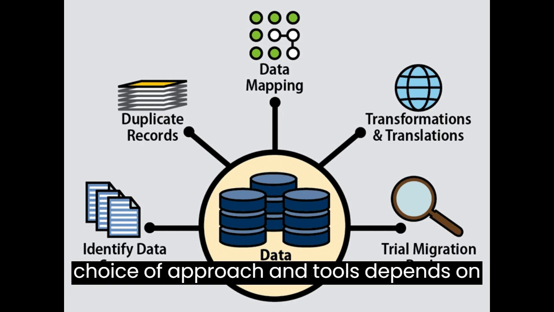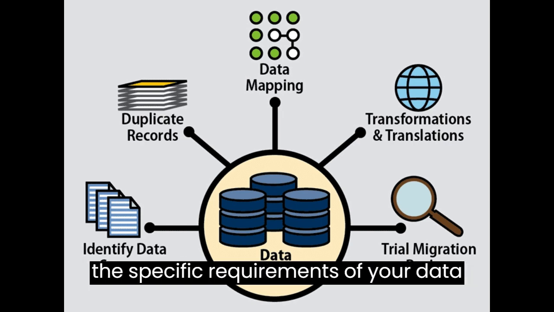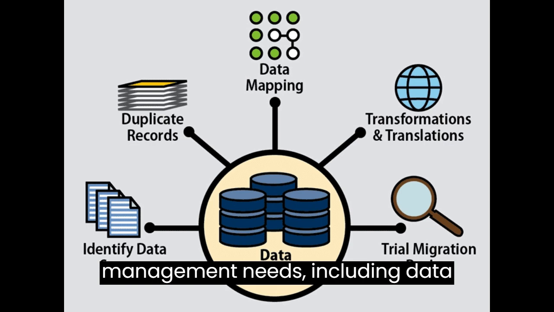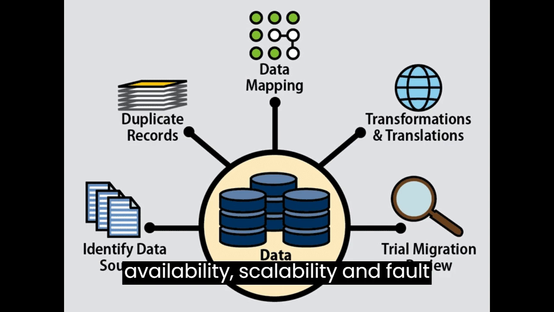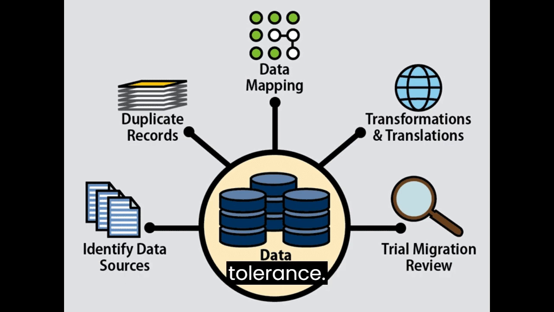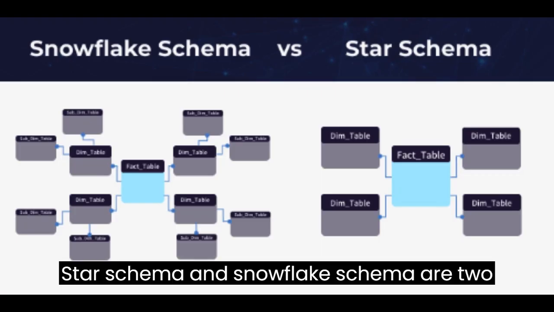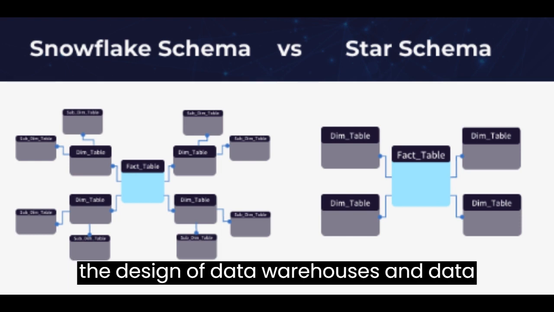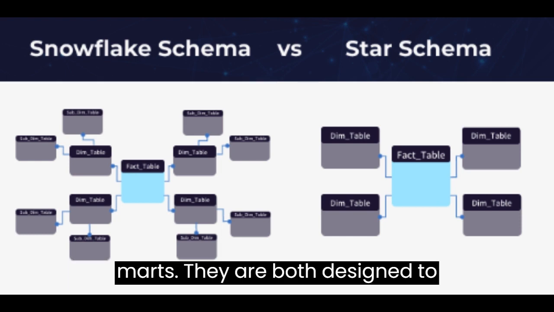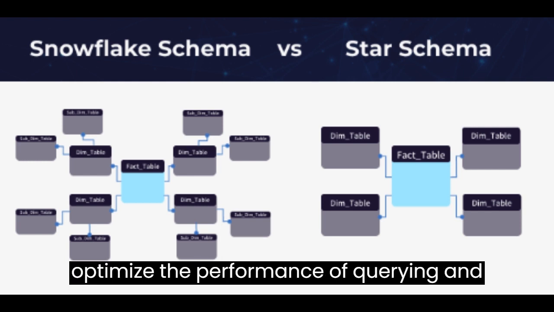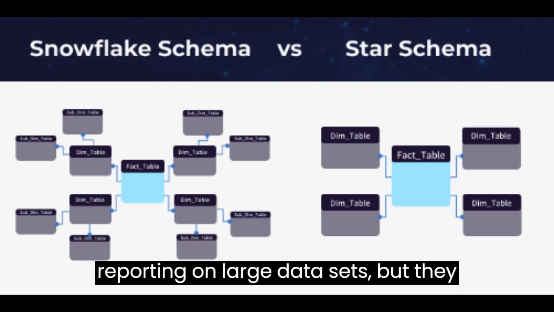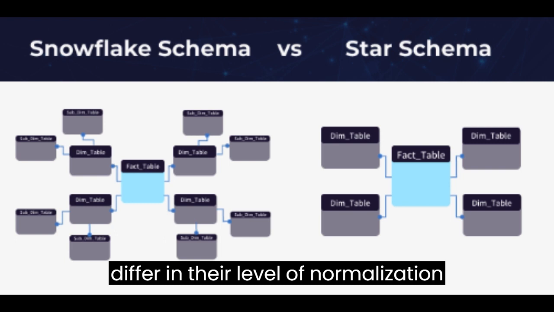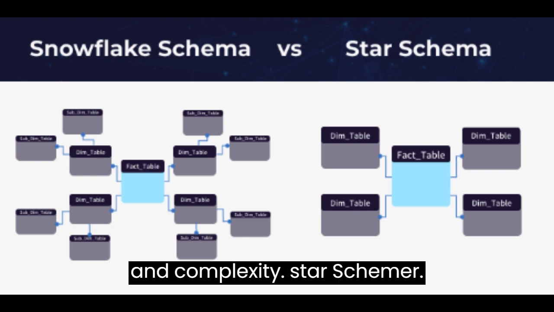The choice of approach and tools depends on the specific requirements of your data management needs, including data availability, scalability, and fault tolerance. Star schema and snowflake schema are two common data modeling techniques used in the design of data warehouses and data marts. They are both designed to optimize the performance of querying and reporting on large datasets, but they differ in their level of normalization and complexity.